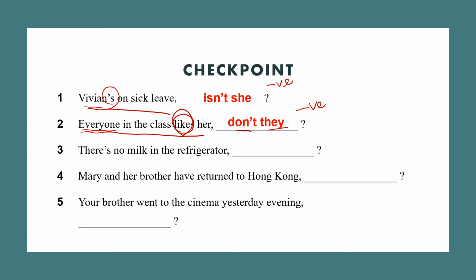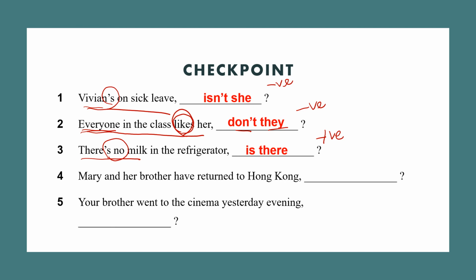Number 3, there's no milk in the refrigerator. There's no milk. This is a negative statement, therefore we should use a positive question tag. For the first part of the question tag, we can use the positive form of is no or is not. As for the second part of the question tag, what is the word that we need to use here? Should we use a pronoun or not? Correct. Is there?